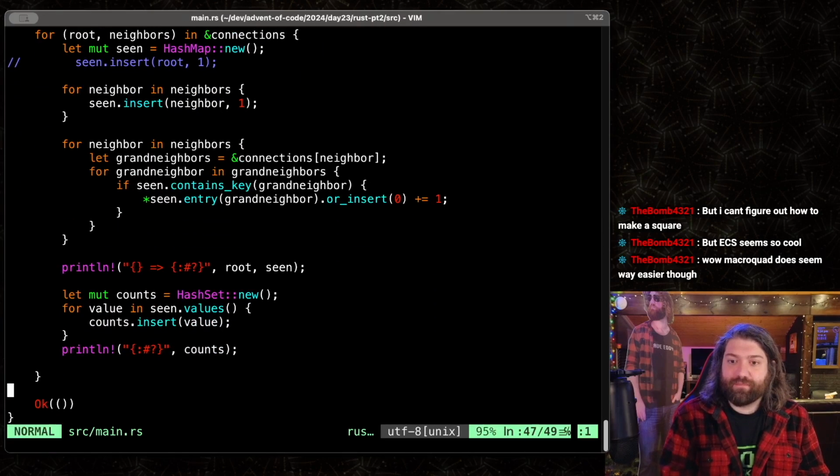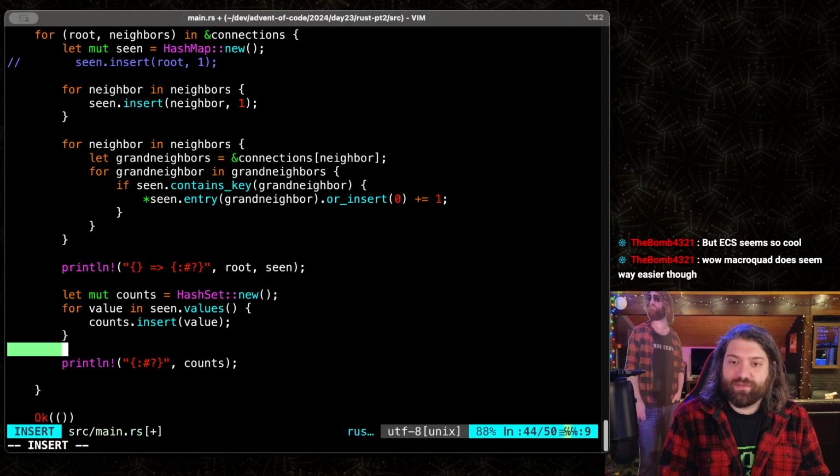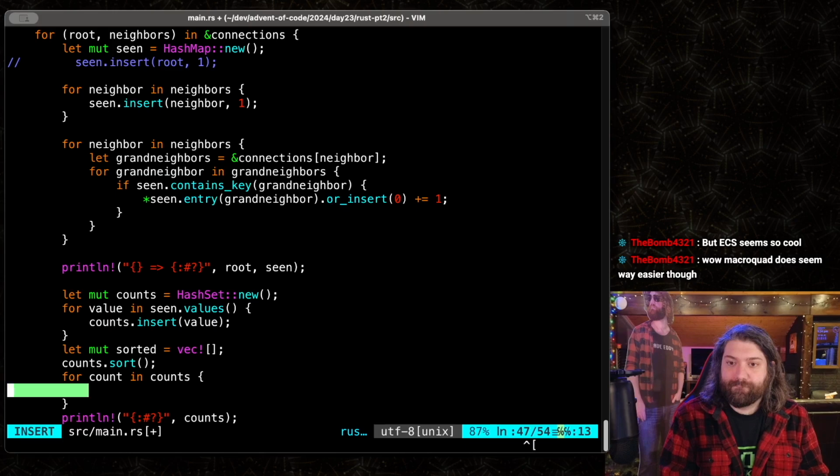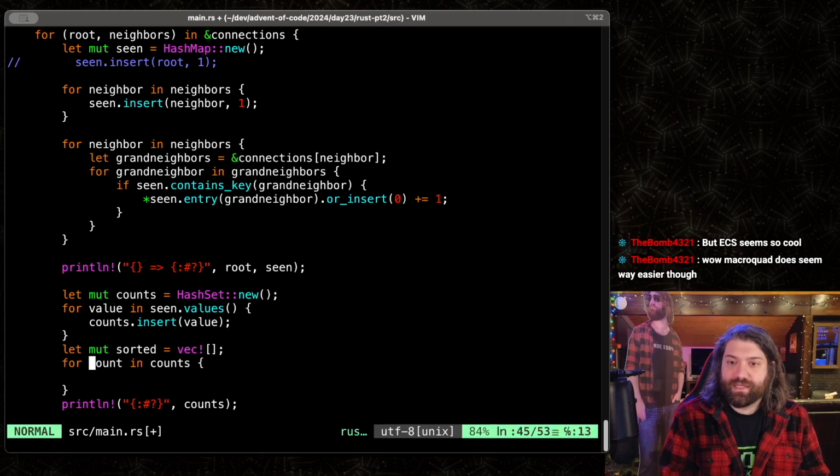Okay, so now we have that. So now that we have the list, can we put them into a vec? Can you just make a vec from a hash set? I have no idea. We're doing this so verbose because I don't know many of the Rustisms. Can you do counts.sort? Is that a thing? No, that wouldn't make sense.